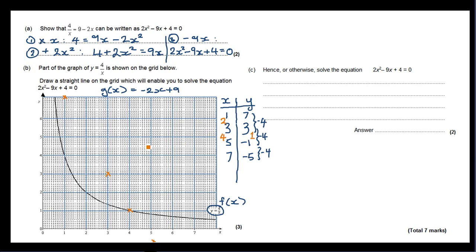I could do a 4th point here. I could try 2. Let's try 2. Minus 2 times 2 is going to give me minus 4 plus 9. It's going to give me 5. So I didn't need to do this, but it just helps to reassure me that I've plotted this correctly, and I don't need to now rely on this mark down here.